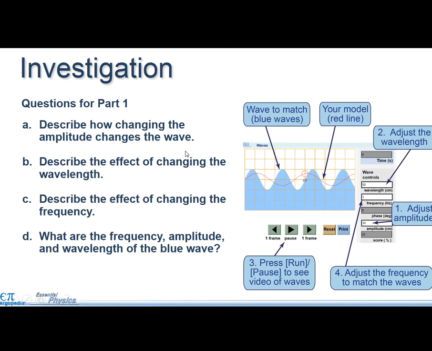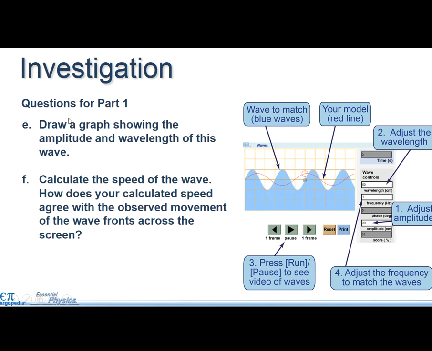But the most important part is that I want you to see, how does changing the amplitude change the wave? How does changing the wavelength affect it? And how does changing the frequency affect it? And so you can start to see what those differences are. Draw a graph showing the amplitude and wavelength of the wave. So you can figure these kinds of things out.